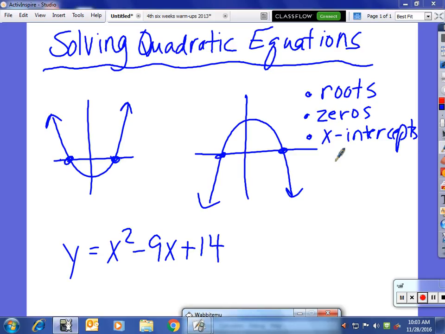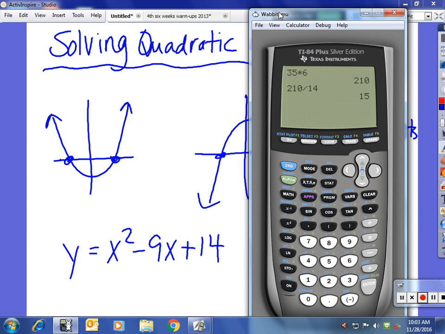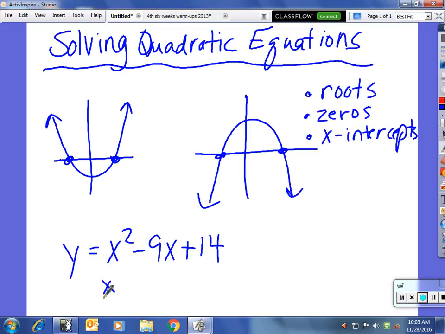Let's just look at this particular parabola. And you have your calculators if you want to try this one with me. One thing I want to caution you about, when you're putting this equation in, make sure if there's a minus sign, don't put a negative sign. Like some kids put a negative 9x, and the calculator looks at that as a multiplying problem.